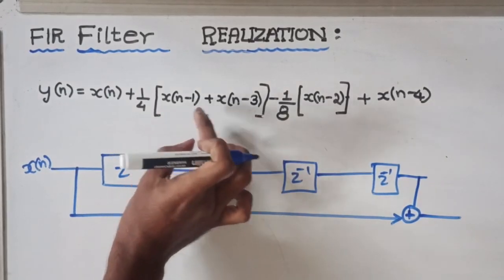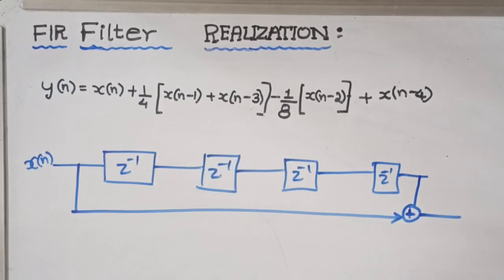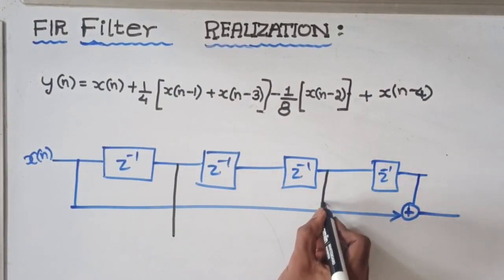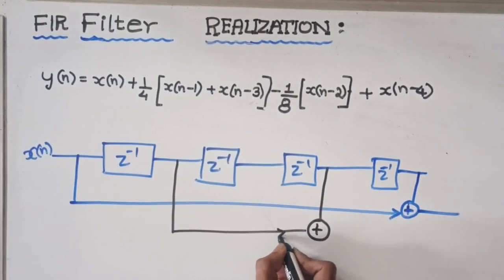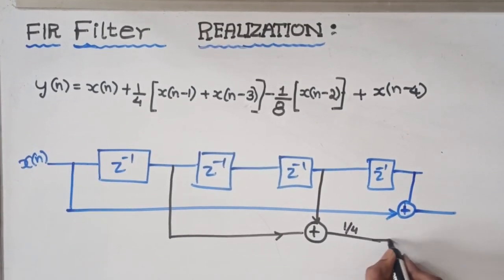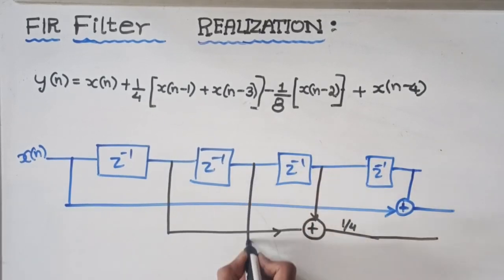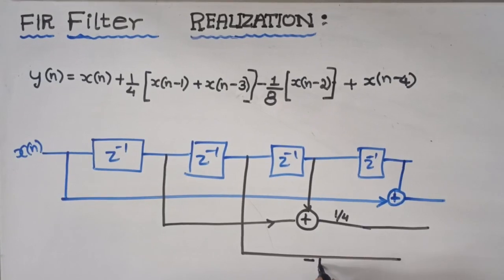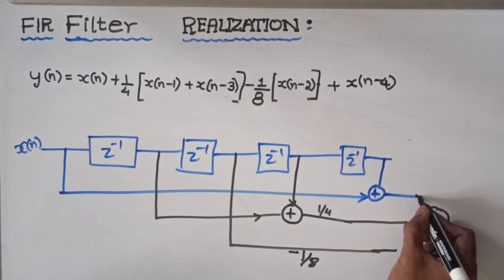These two terms x of n minus 1 and x of n minus 3 have coefficient of 1 by 4. This is our x of n minus 1 and this is x of n minus 2. They together have a coefficient of 1 by 4 and x of n minus 2 has coefficient of minus 1 by 8. And this together sums up to form y of n.